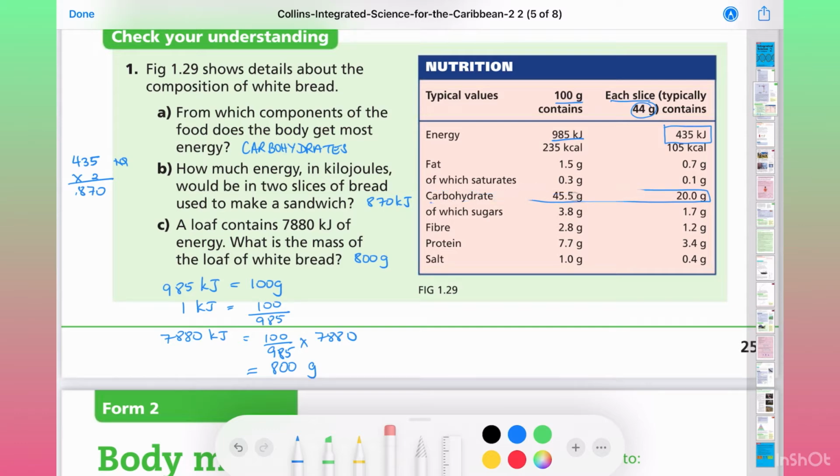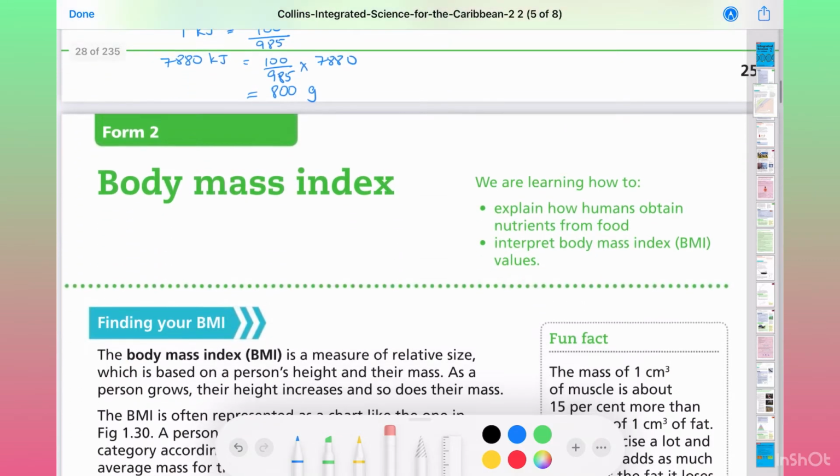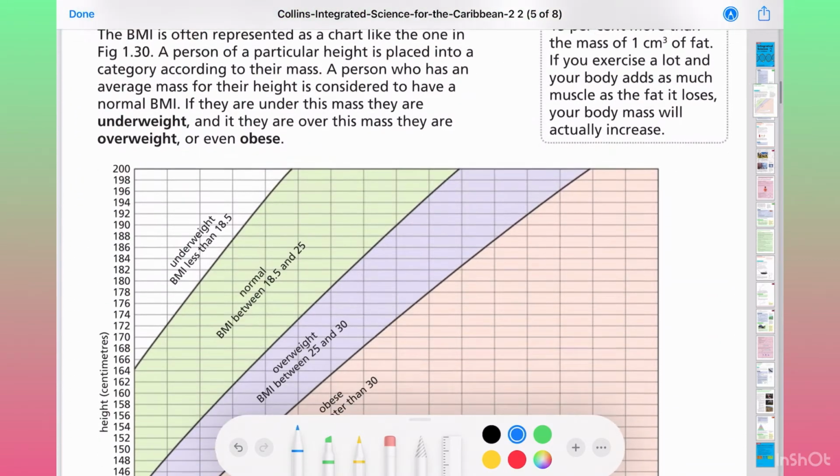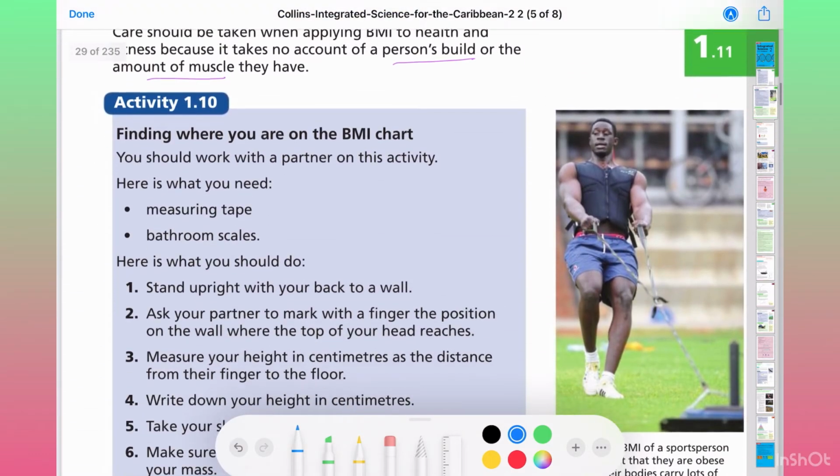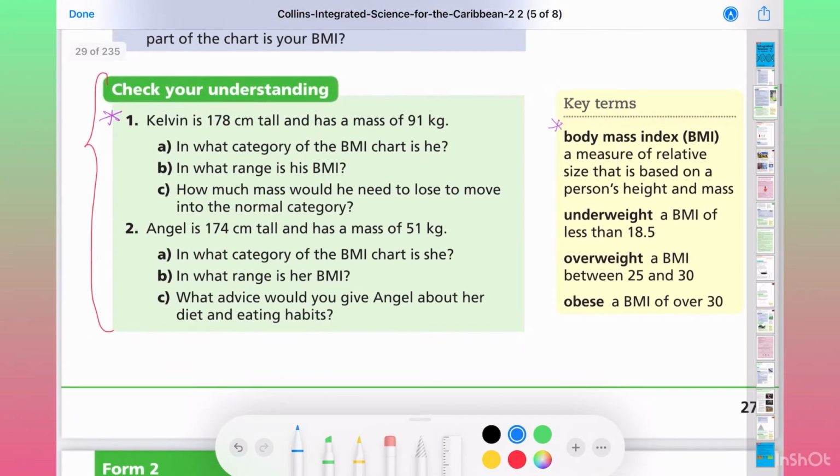So I hope the explanation makes this a little bit clearer, a little bit easier for you to look at it. Let's look at the next question. So after that, we went ahead and looked at body mass index, and you were asked to answer the questions on page 27.